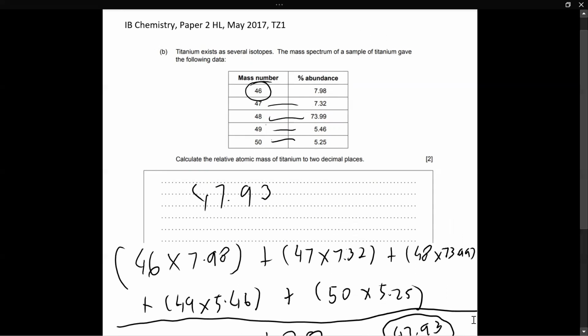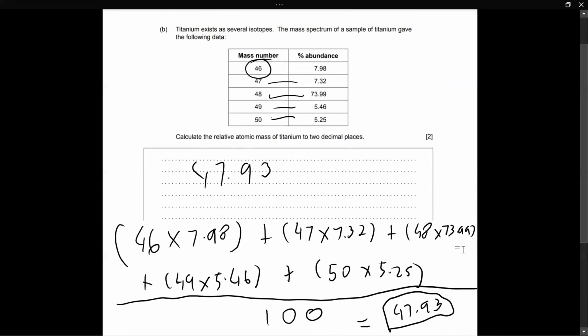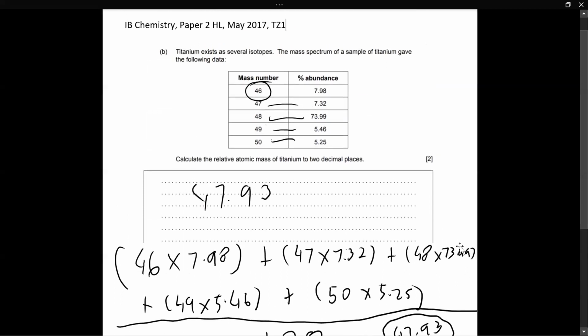Hopefully you have understood the formula and how to do it. That is it for this video. It's a very simple concept, very easy to understand. I'm sure all of you are extremely intelligent, and all of you will be able to understand this concept.